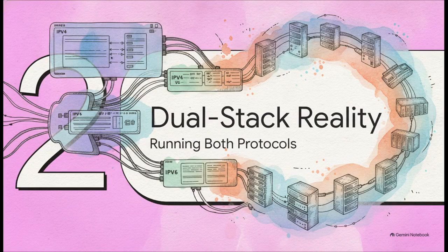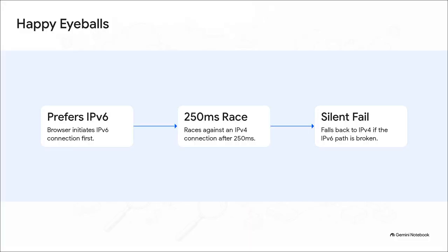Moving on to Section 2, the dual stack reality. Now let's talk about what happens when both protocols are running at once, which brings us to a really clever concept called Happy Eyeballs. Modern browsers actually prefer IPv6, so they'll try to connect over it first. But they also race it against an IPv4 connection, giving IPv6 about a 250 millisecond head start.